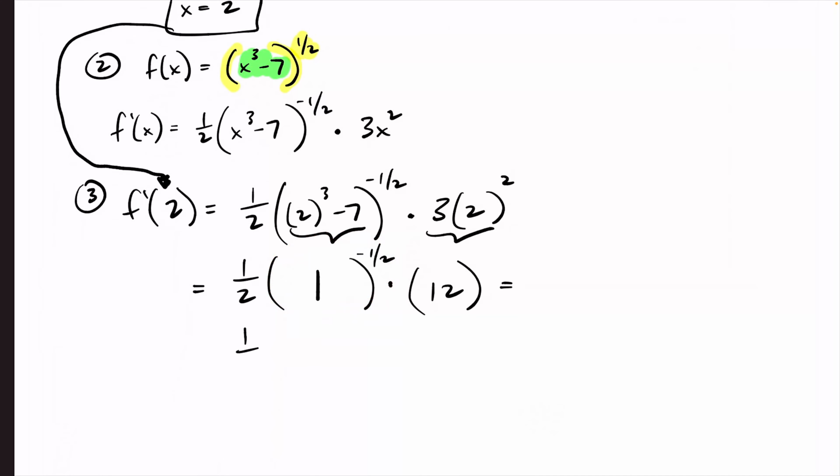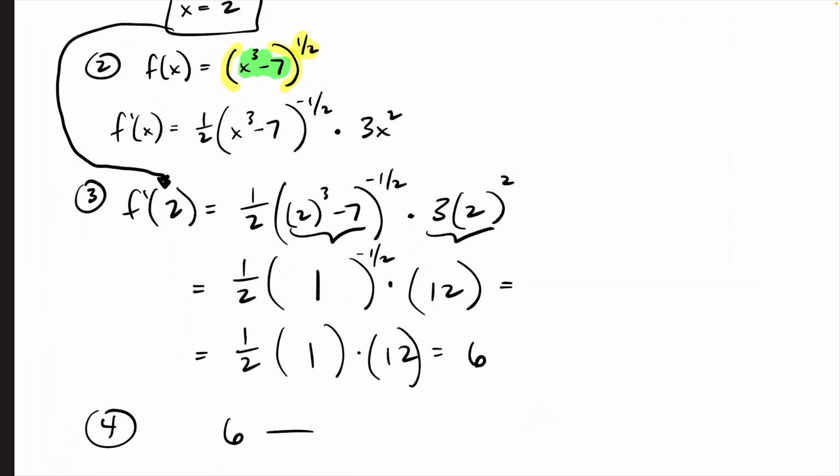Good. So we got 1/2 times 1 times 12. That's going to be 6. Step 4, flip 6. Done.